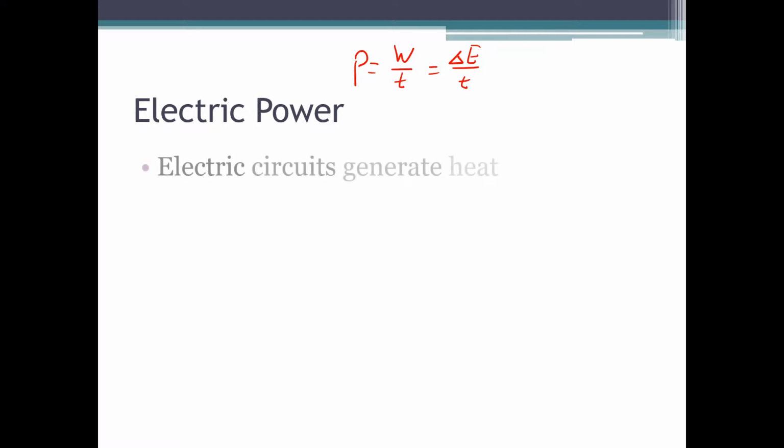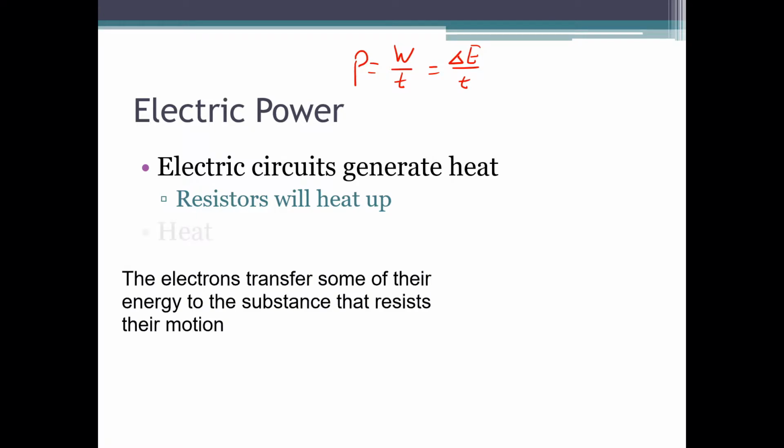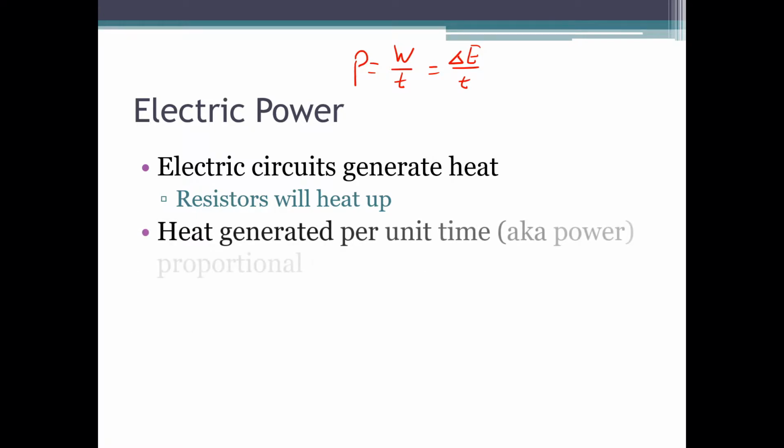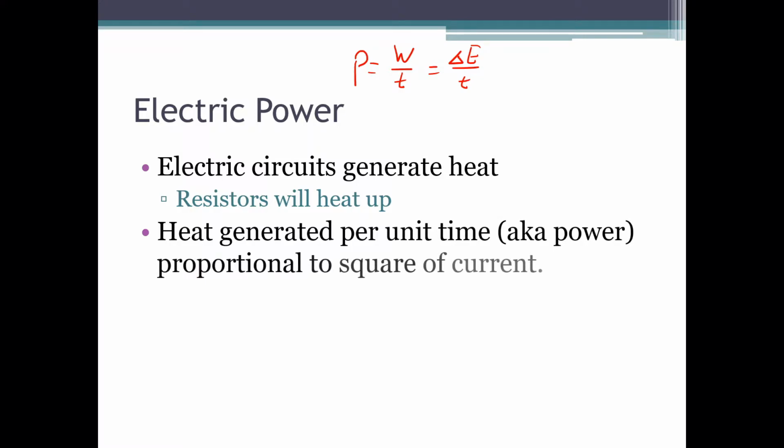Now, in terms of electricity, every electric current will generate some amount of heat, because when current passes through a substance, the resistance that the substance has will cause the electrons to generate some heat. It turns out that the heat generated per second, otherwise known as power, is proportional to the square of the current. So electrical power depends on how much current is passing through the substance, squared.